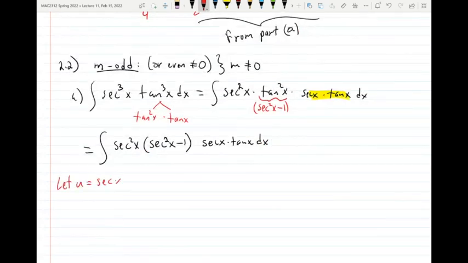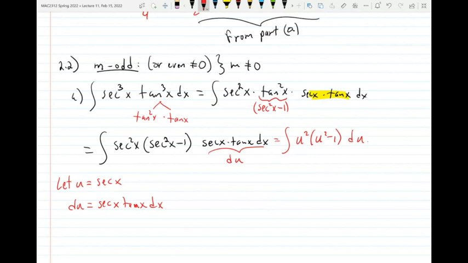So we let u equal secant, and du is secant tangent. So we get the integral of u squared times u squared minus 1 du. So this is our du right here. And now this is polynomial.